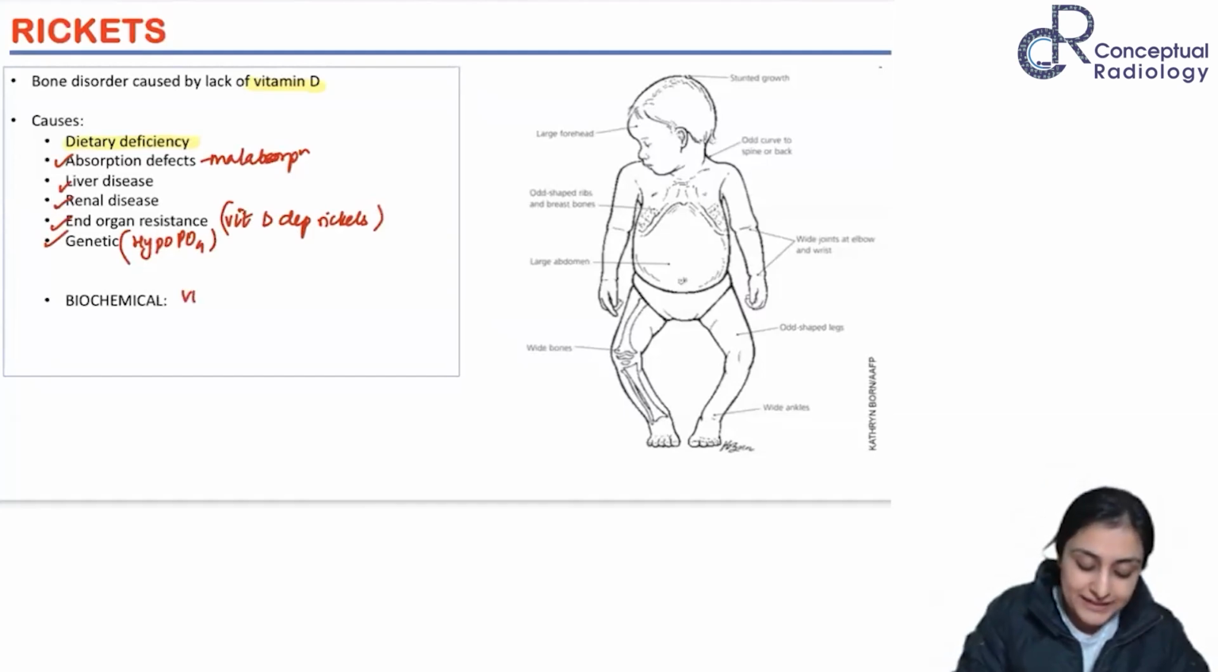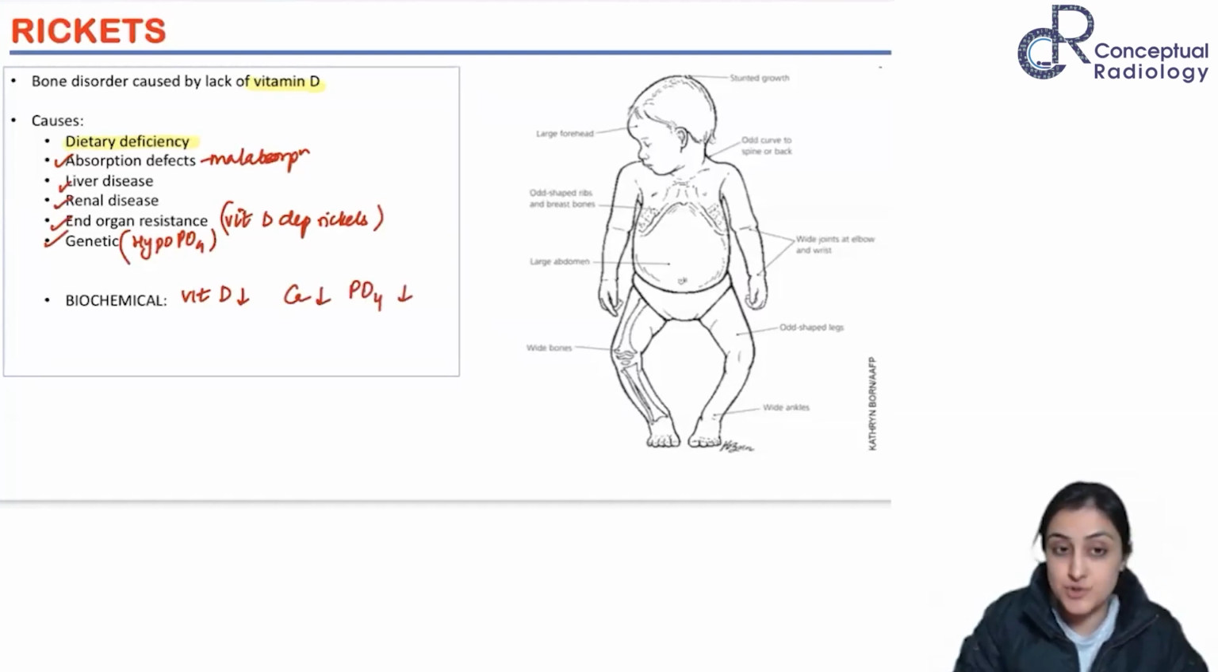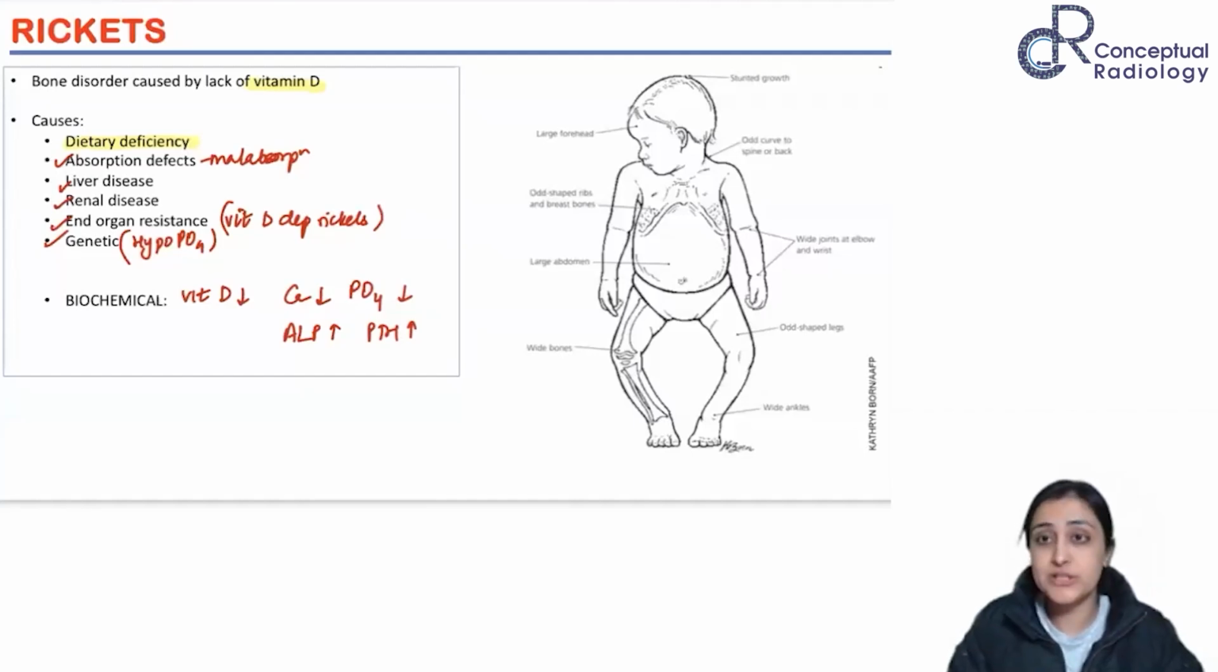Biochemically, anytime vitamin D is an issue, what will happen? There will be no calcium and phosphate. Both of their absorption is going to be low. You will have ALP, which is raised, and PTH, which is raised. All right. So this is the biochemical profile, and this is what you need to write in your paper, and you need to understand. Anytime vitamin D is not there, both will go in the same direction. Because of low calcium, parathyroid increases. Because of PTH increase, bone repair marker ALP increases. Okay, so this is the biochemical profile.